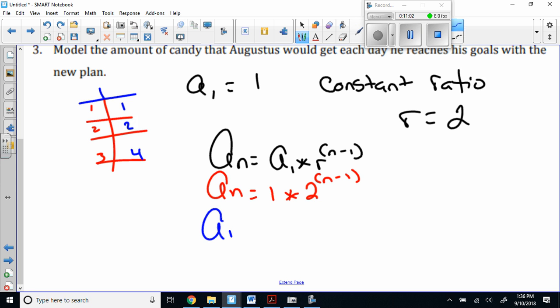Because look, ladies and gentlemen, the blue is also correct. So how can I tell that the red is in terms of first term, and that the second one, the blue one, is in terms of first term? How can I do it? How do I know things are in terms of first term?